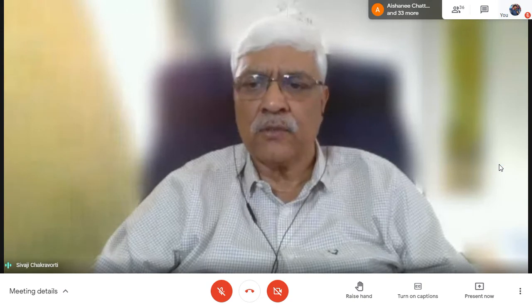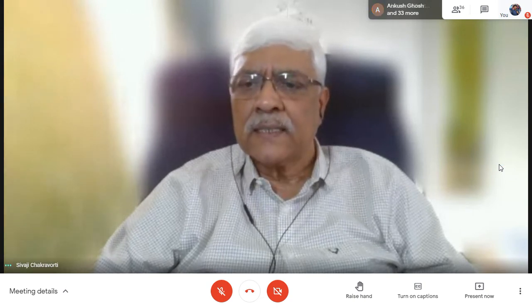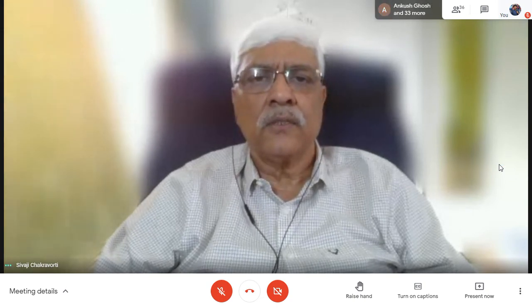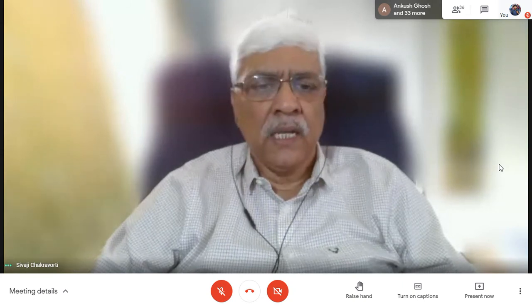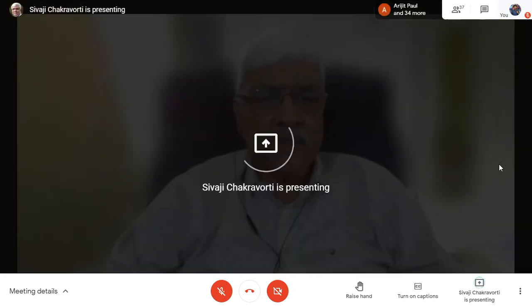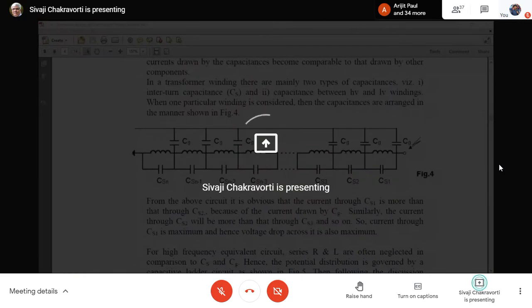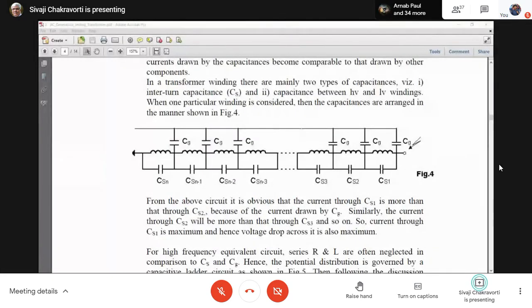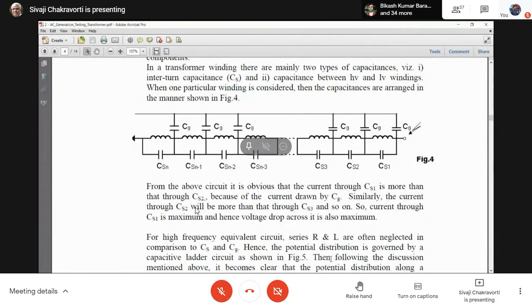So let me show you that diagram so it will be clear to you. I hope you will be able to see. Okay, now I hope it is coming on your screen. Now you can see this figure on your screen. Normally this figure is drawn in a vertical way. I have drawn it in a horizontal way just for ease of drawing.